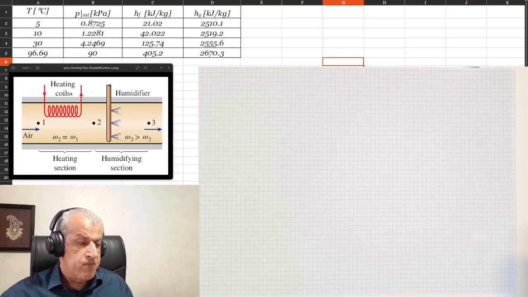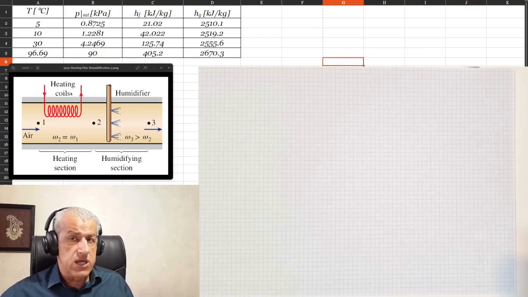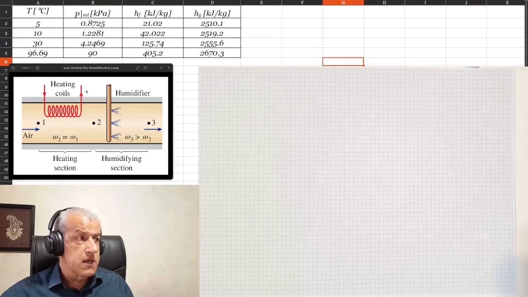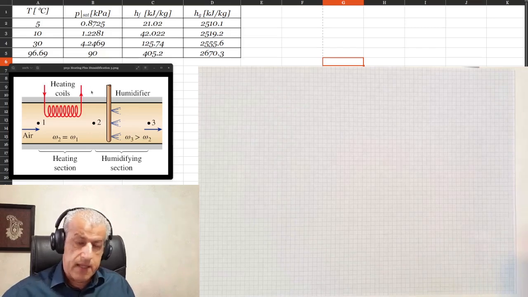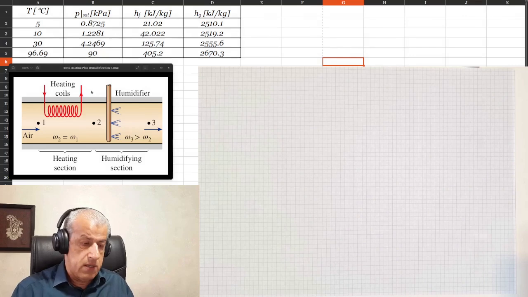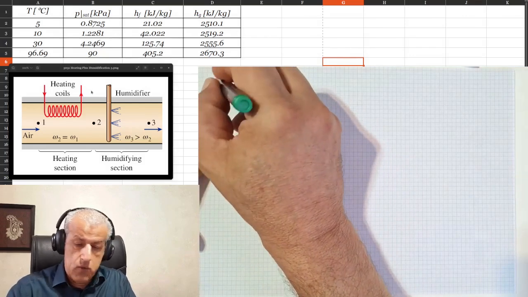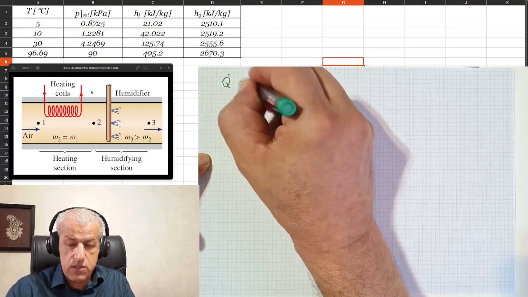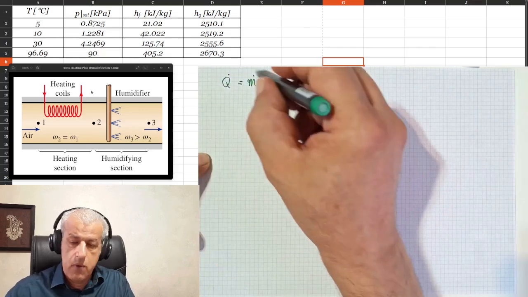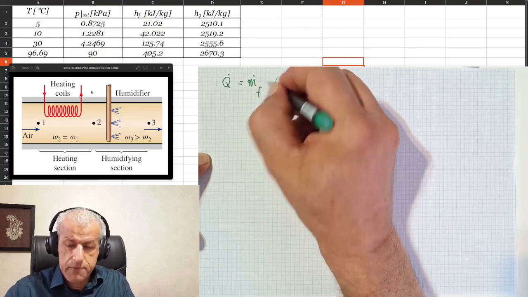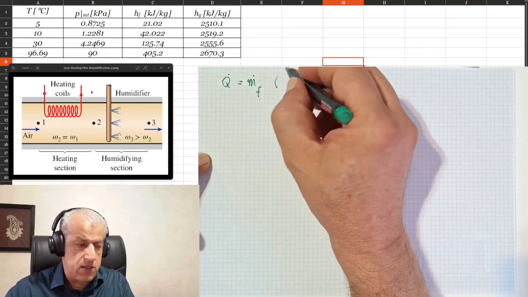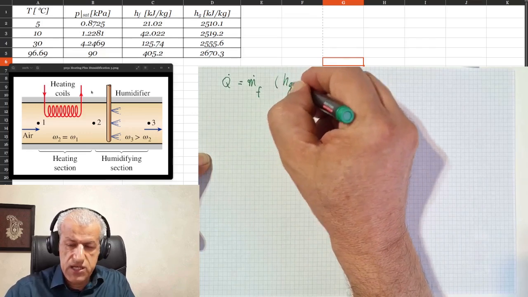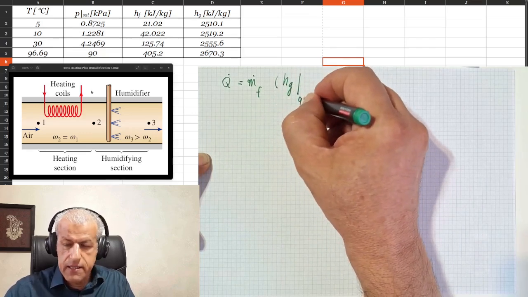Now, what we need to do is to calculate how much heat we require to turn this water into steam. And that is very easy to calculate. All we need to do is to say that Q dot equals m dot, which is the mass flow rate of water, times what is the final condition we wish? It is Hg at 90 kilopascals.